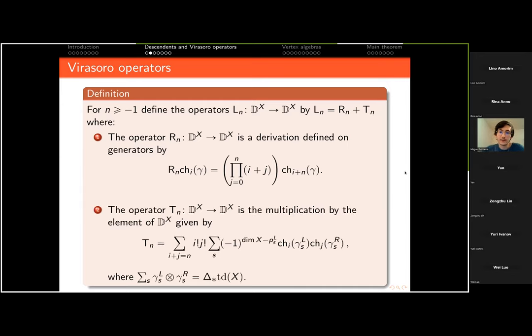And T_n is a linear term, so it's multiplication by some fixed element in this algebra. And this fixed element has a strange expression. The precise form of this doesn't really matter, but roughly speaking, it's a sum over the Künneth decomposition of the diagonal, or more precisely, the Künneth decomposition of the pushforward of the fundamental class of X under the diagonal. But the precise form is not so important. It's just some fixed element in the algebra D_X.